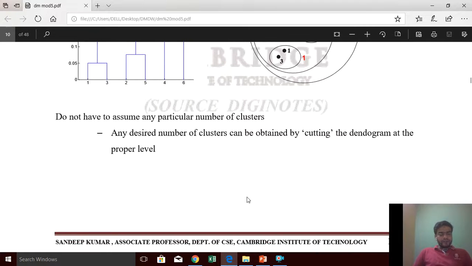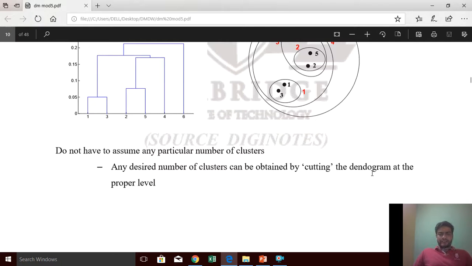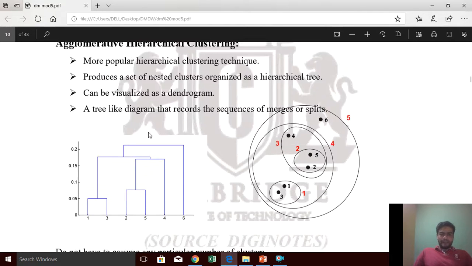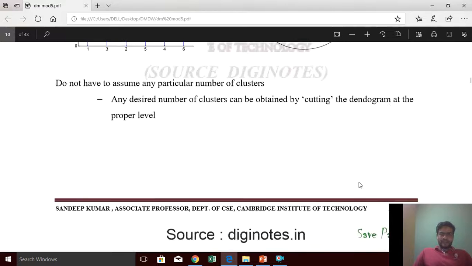The agglomerative hierarchical algorithm does not have to assume any particular number of clusters. In the k-means algorithm, in the previous example, the number of clusters was given, k equal to 3. We needed to classify the total points into 3 clusters, but in this case we are not given any number of clusters. Any desired number of clusters can be obtained by cutting the dendrogram at the proper level. However many clusters you want, you can develop those many clusters.